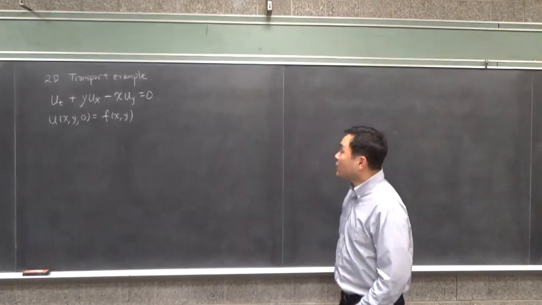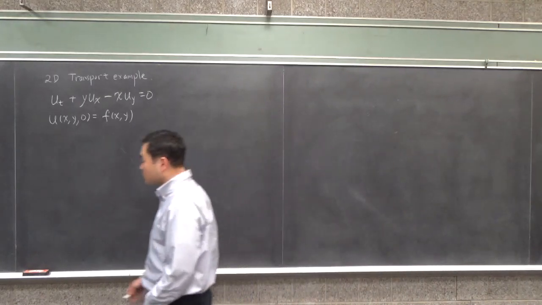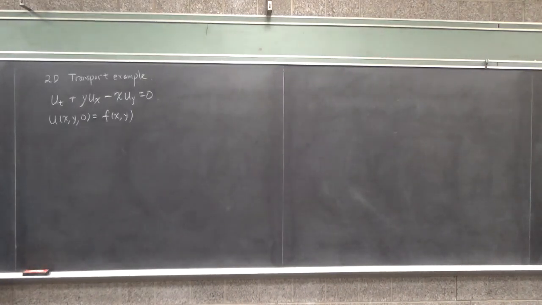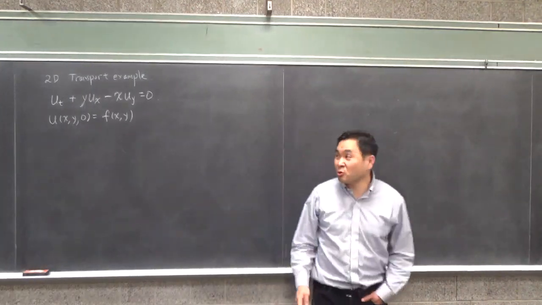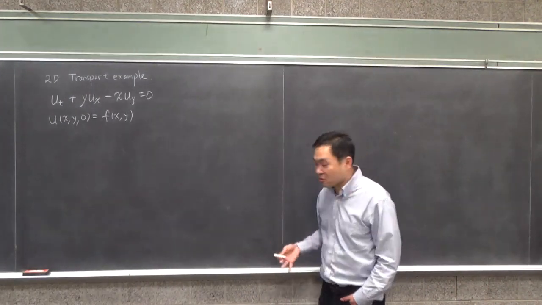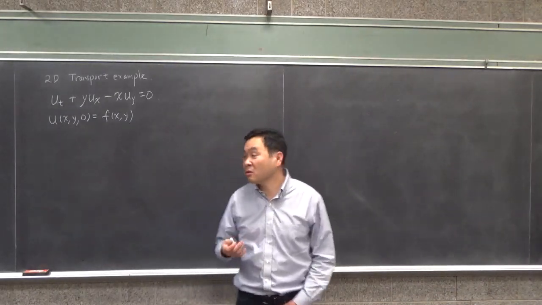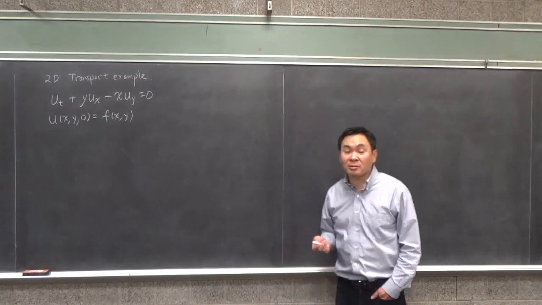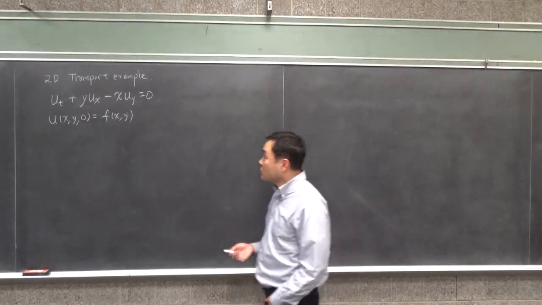Okay, so this time I want to show you how to solve a 2D transport example, again using the method of characteristics. It's harder to draw the picture for this one because it's in 3D, so make sure you first view the video on the 1D transport example because I'm going to just use the same idea there. So what was the idea there?